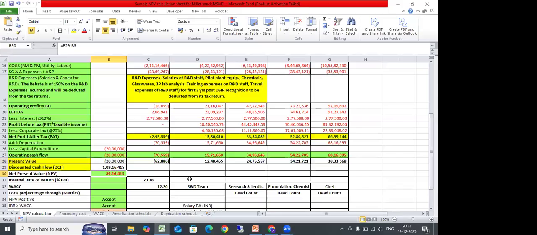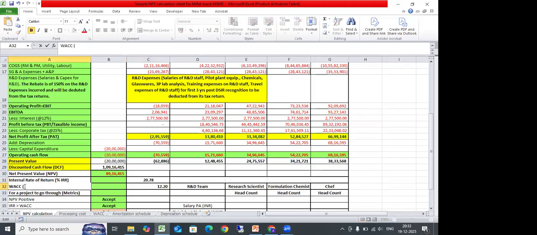Understood. So now what I calculate here is IRR. What is internal rate of return? It is the return which you are getting by doing your business, based on these present values. You have a formula for it in Excel, which will straight away give you the IRR percentage, which is 20.78%, and your WACC is 12.2%.